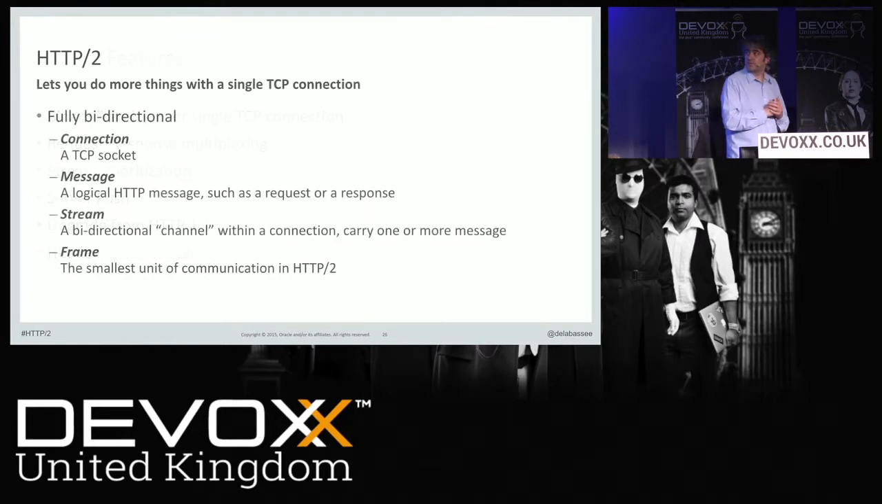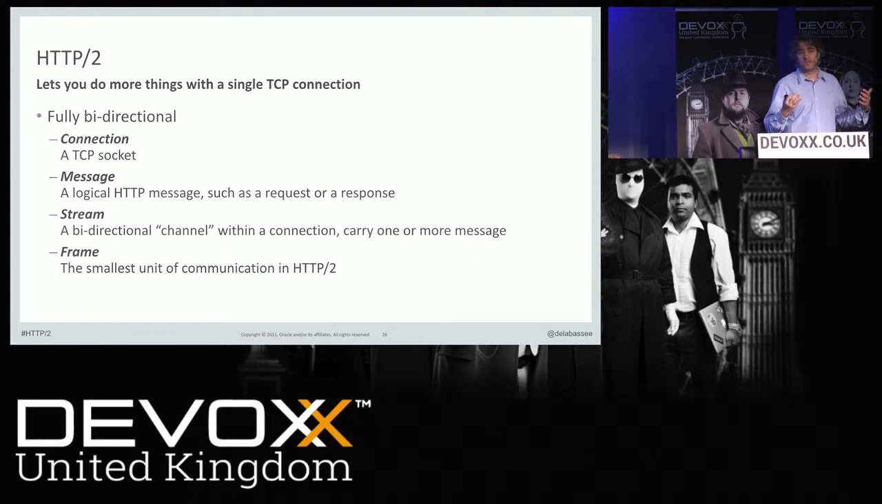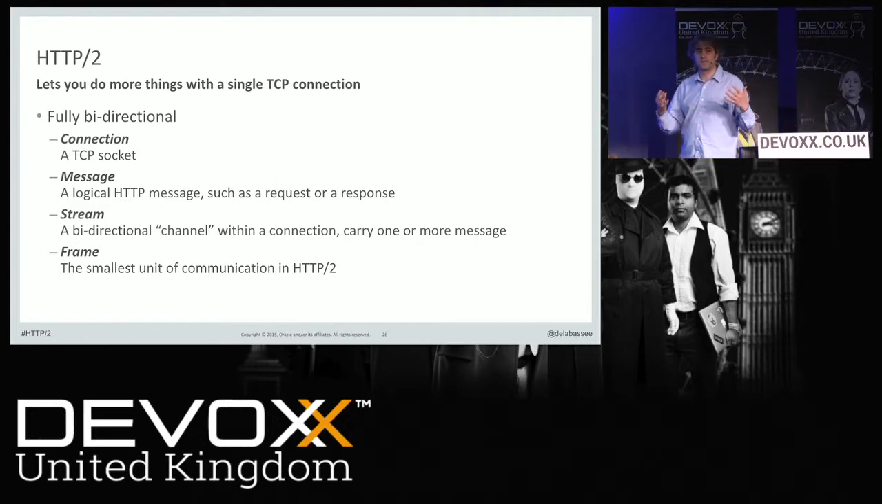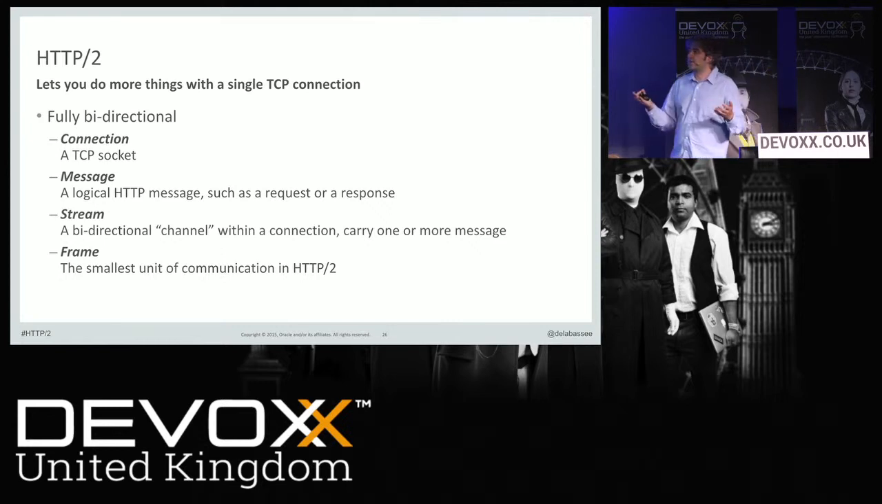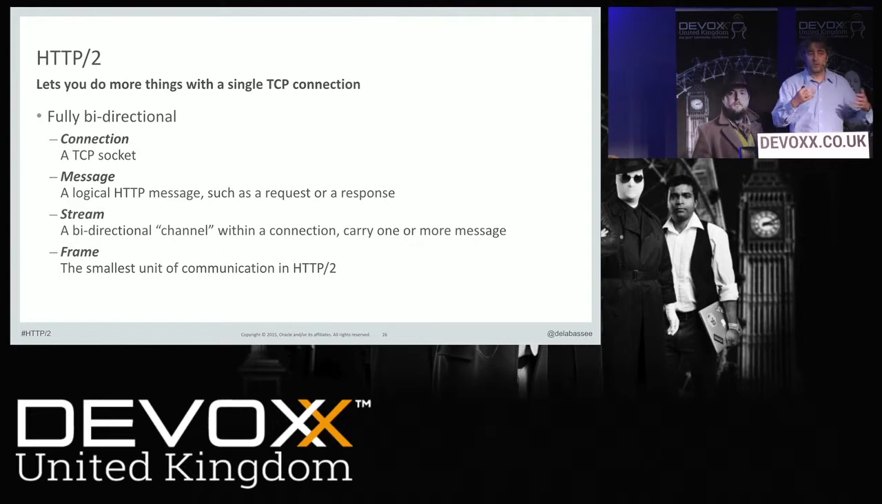So let's look at some of those in more detail. But before that, I need to explain some terminology. HTTP 2 has the notion of connections. That's basically what we have today, just a TCP connection. The thing is that we use one single TCP connection, so we don't open multiple TCP connections. It has the notion of messages, like what we have today. It's either a request or a response.